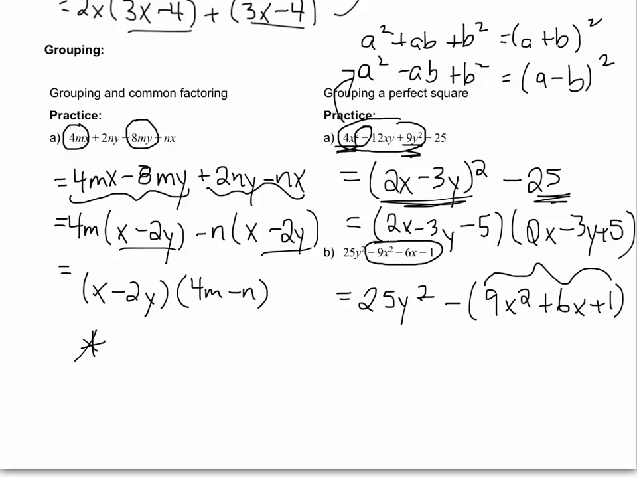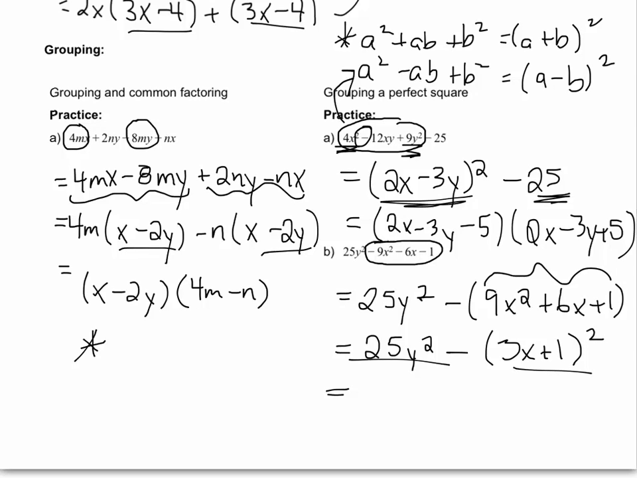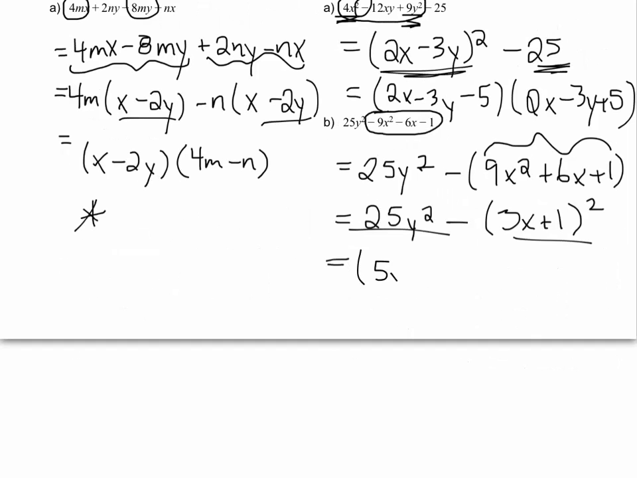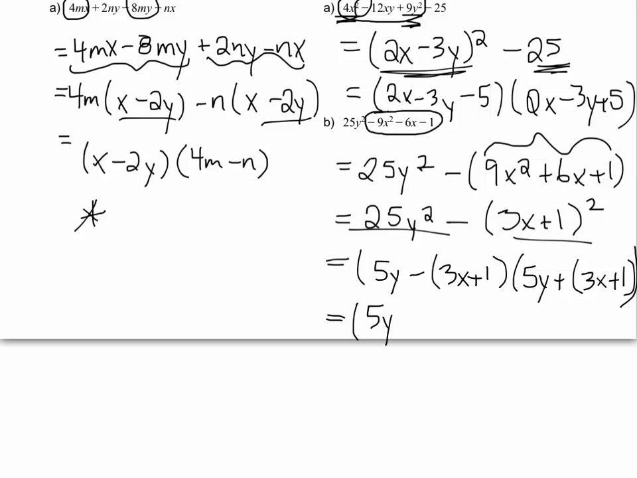This part now takes the form of our first general equation. So this will factor to 25y squared minus bracket 3x plus 1 all squared. Again, we've got a difference of squares, so we can factor this a little bit more. That's going to give us 5y minus bracket 3x plus 1 times 5y plus bracket 3x plus 1. Expanding this out and simplifying things a bit, we'd have 5y minus 3x minus 1 times 5y plus 3x plus 1.